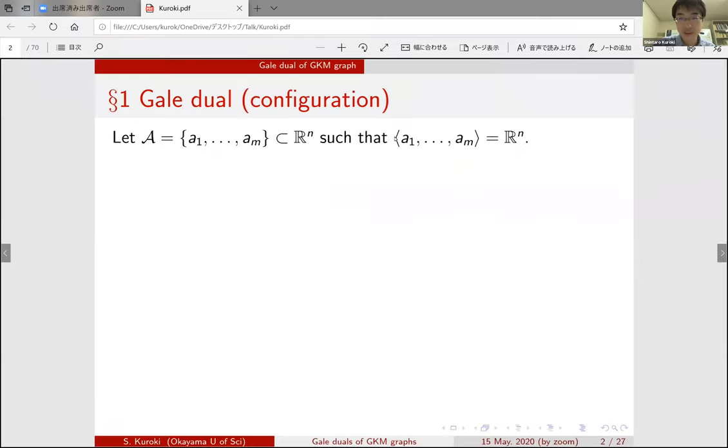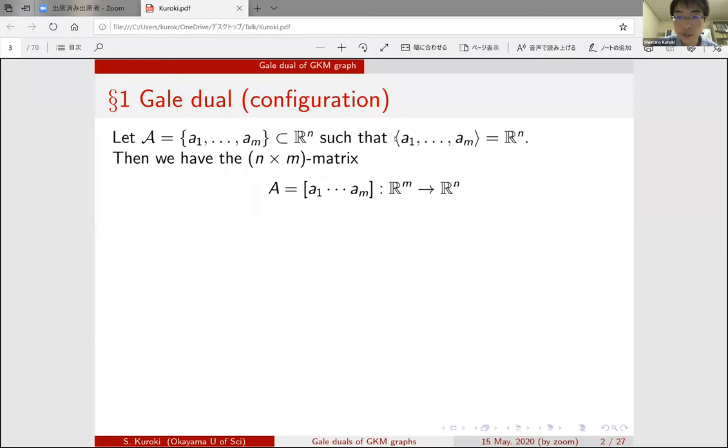Okay, so first, let's start from the Gale dual. Gale dual is a notion of the dual of some configuration of vectors. So let's start from M vectors in R^N. And in this talk, I assume that these vectors span R^N. Then by easy linear algebra, there is an N by M matrix, let's say A. This gives a surjective homomorphism from R^M to R^N. So M is the number of the vectors, and N is the dimension which the vectors span.